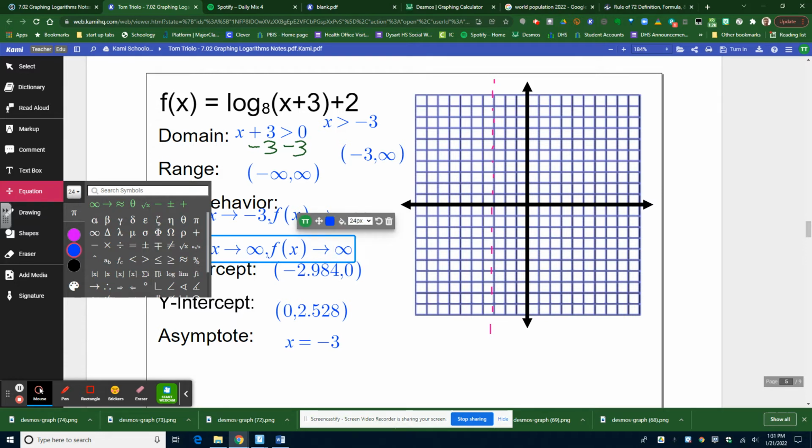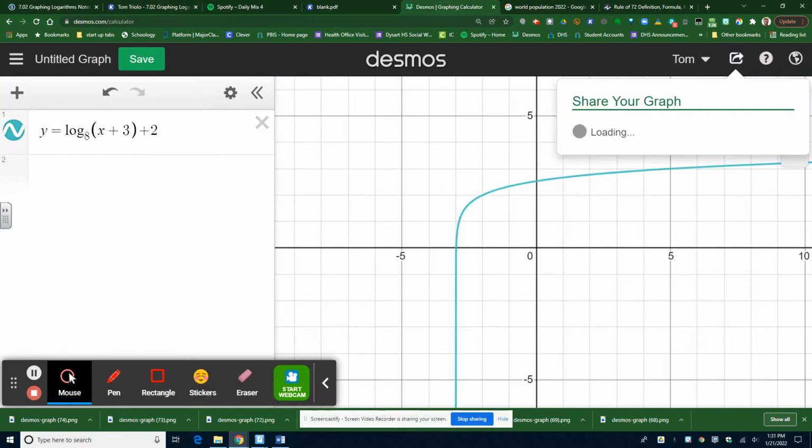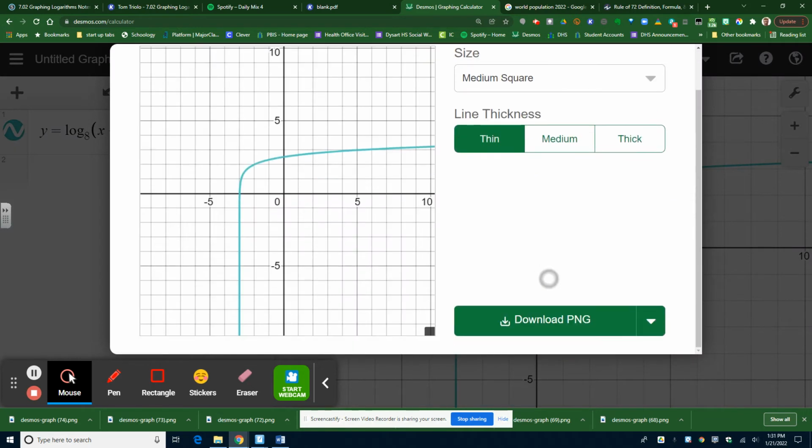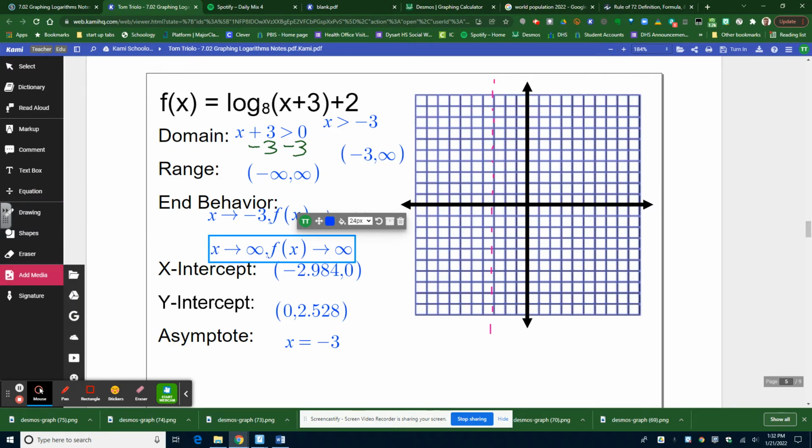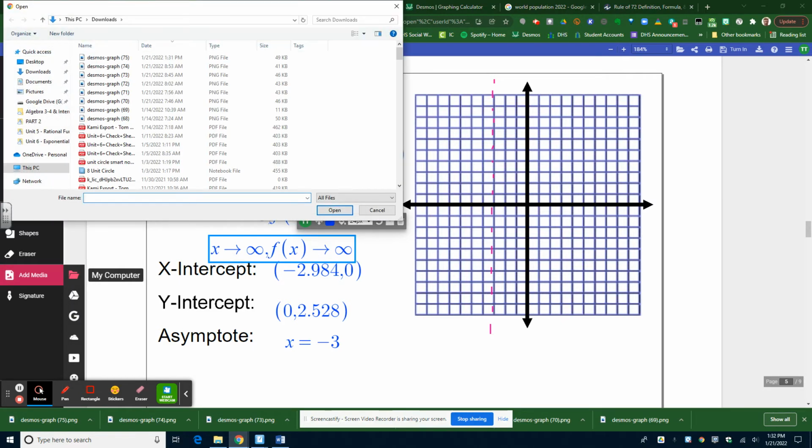Okay. So at this point, go to Desmos. We're going to export the graph. And just paste it in so we don't have to do it by hand. I told you I wasn't going to make you do too much by hand from this point forward, so I don't want to make myself a liar.